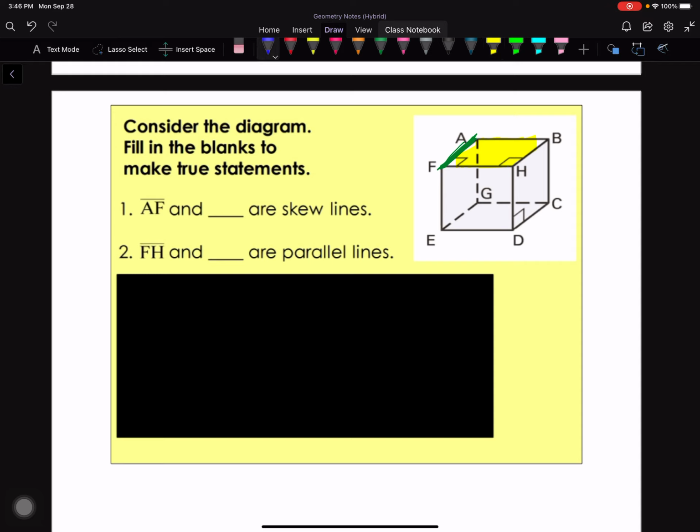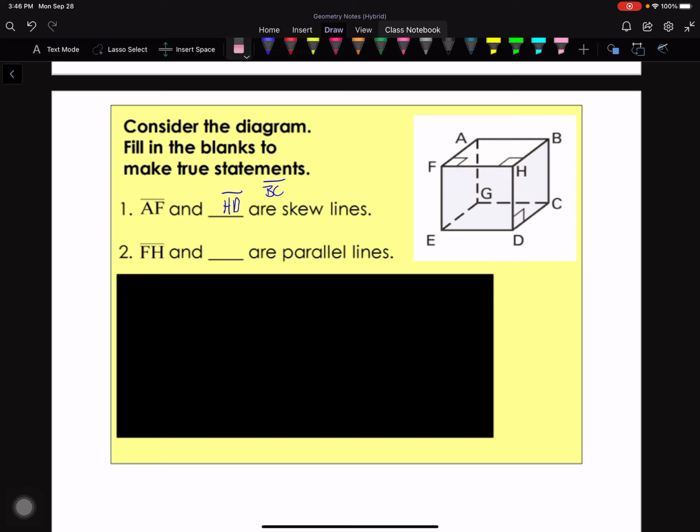We could say, for example, HD. We could also say, we could go BC. How about something like CD would work? Yeah, so we got a couple options. FH, let's clear all this.